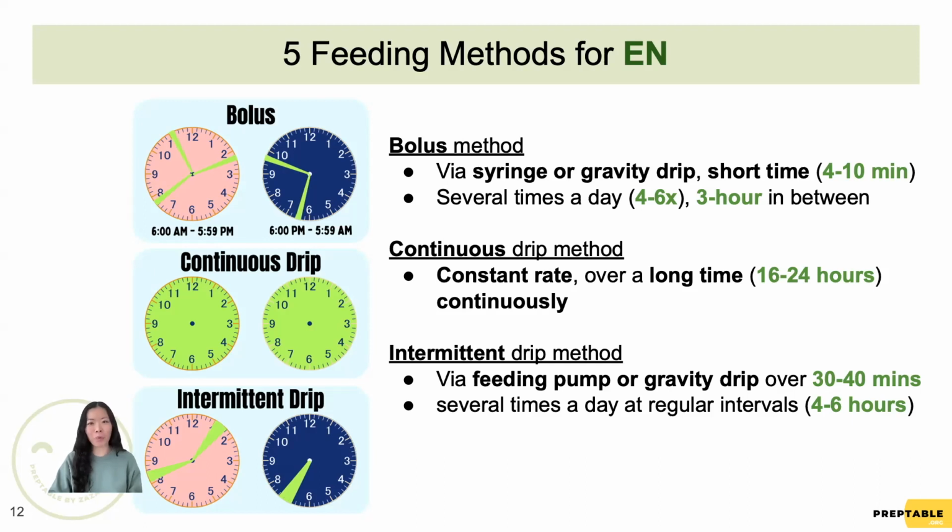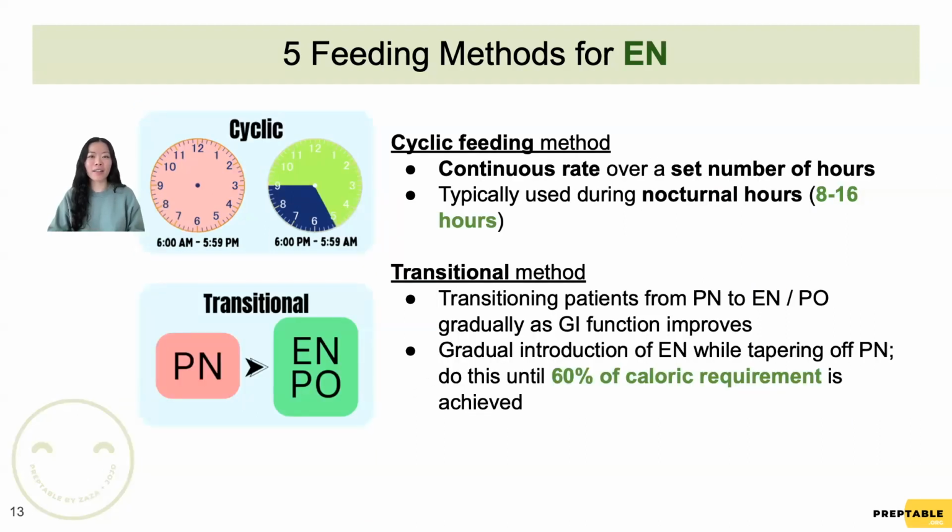For each feeding, you will provide formula via a pump or gravity for around 30 to 40 minutes. You will need several feedings a day with 4 to 6 hours in between. The upside is you don't need a continuous infusion, so you can be more flexible. But the downside is if you get a lot of feeding at once, you may still experience gastric distension and aspiration. Now, cyclic feeding. This is when you provide EN at a continuous rate over 8 to 16 hours.